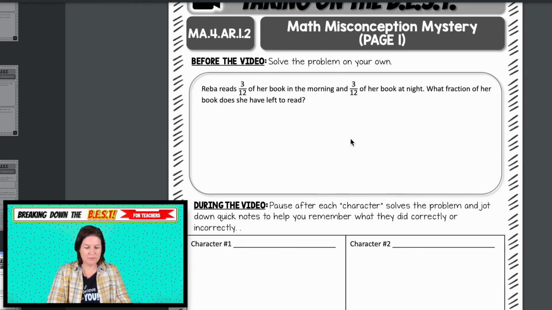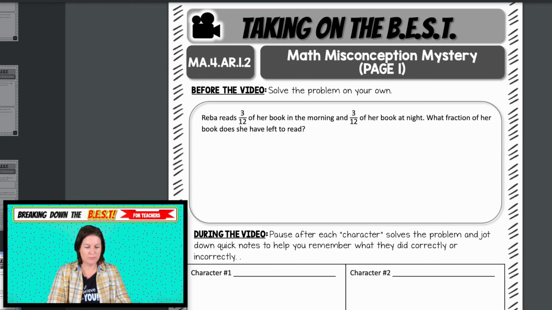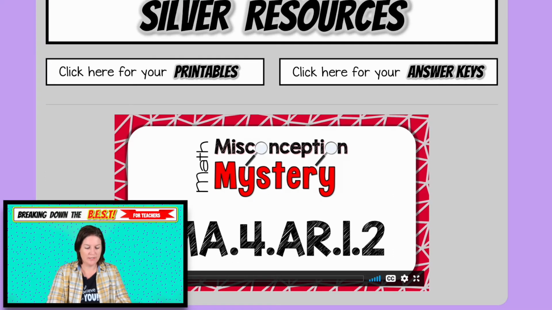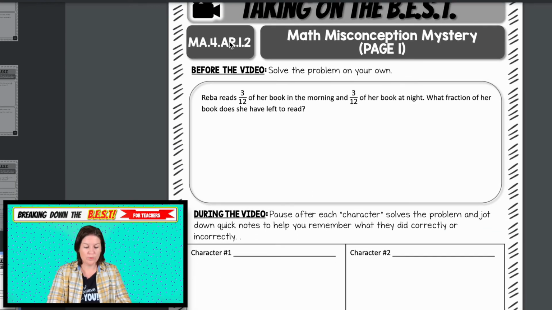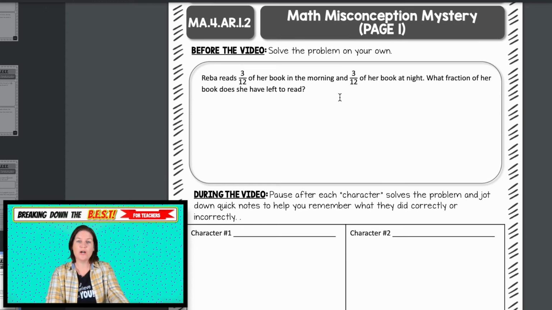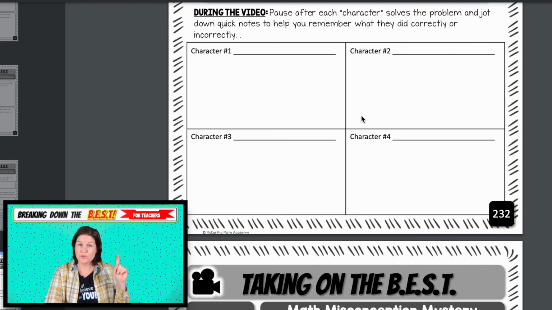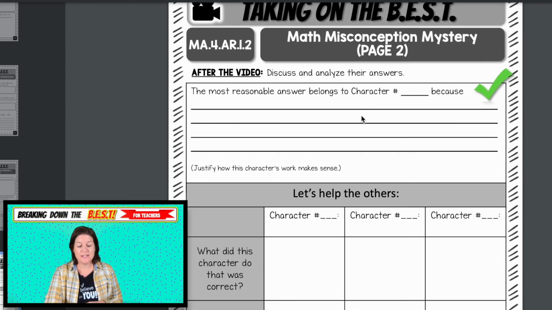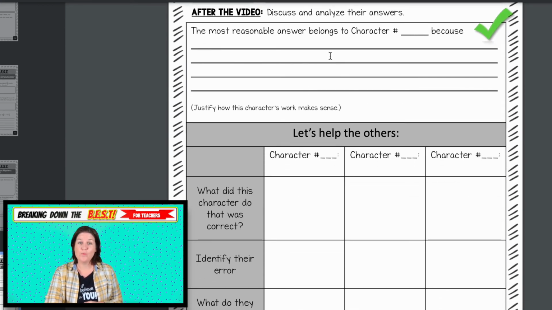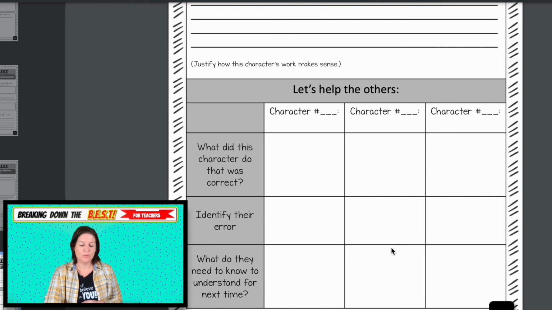Here's the math misconception mystery page, printable. So you'll just click play right here, and I will walk you through this whole process, and tell the students to pause their video and solve it on their own. Then they will continue watching as 4 characters, which are really just me, dressed up in silly costumes, solve the problems. 3 of them will make a mistake. 1 of them solves it correctly, and students really have to pay attention to see who is correct and why, and evaluate the work of the ones who were incorrect and why.